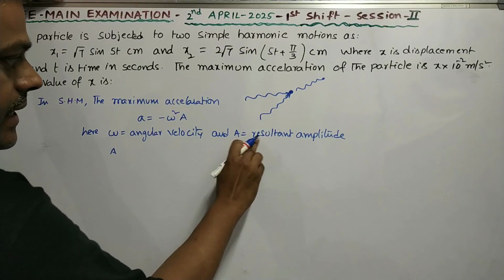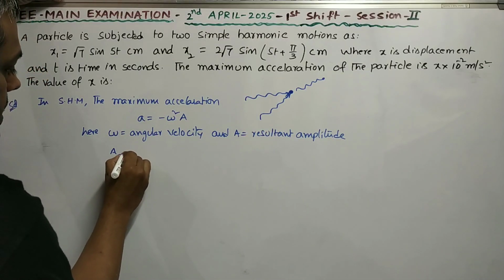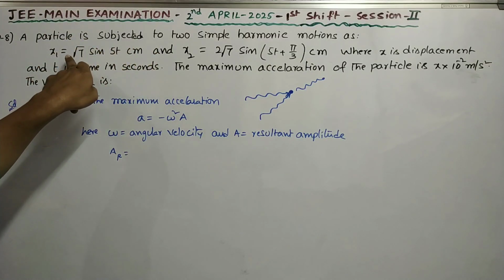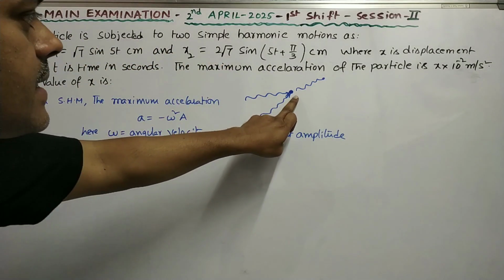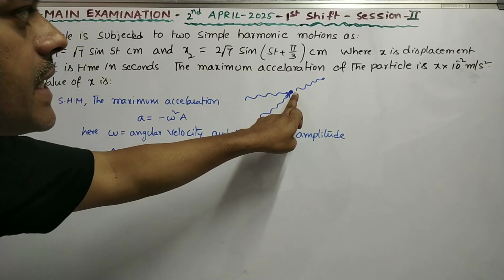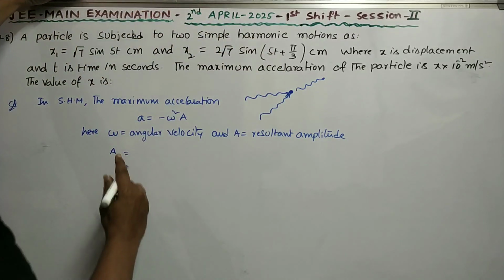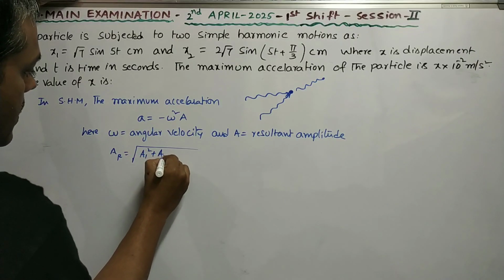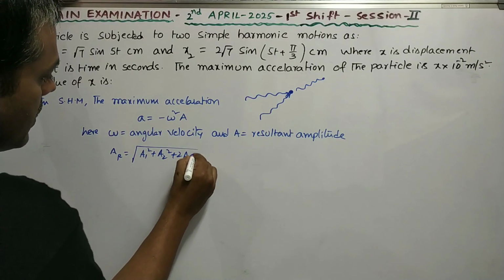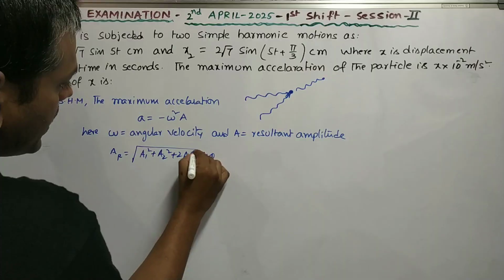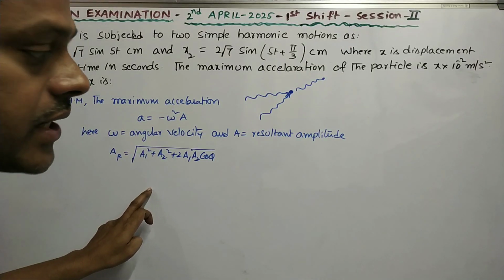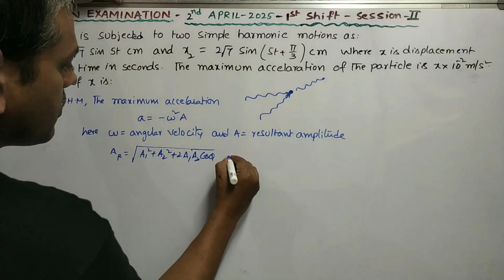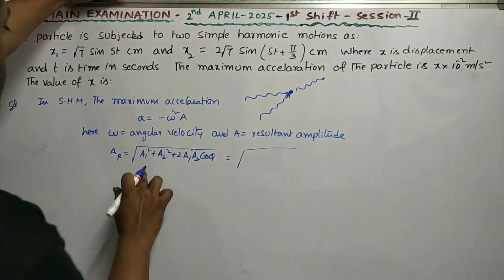First I would like to select the resultant amplitude. A resultant is equal to what? Actually these two simple harmonic motions are simultaneously imposed on the particle of a medium. So the resultant amplitude is equal to under root A1 square plus A2 square plus 2A1 A2 cos phi. Why? Because from the parallelogram of vectors, the resultant of two vectors is given by this.